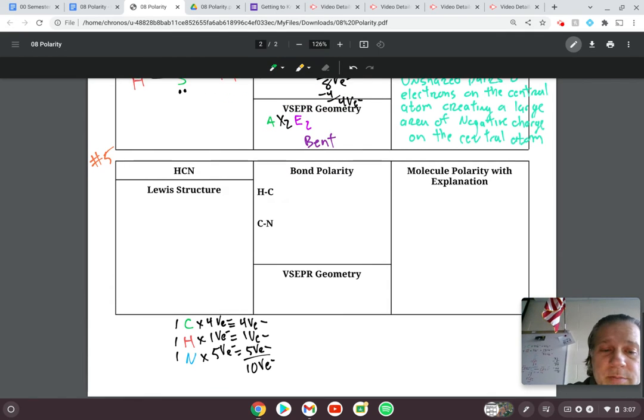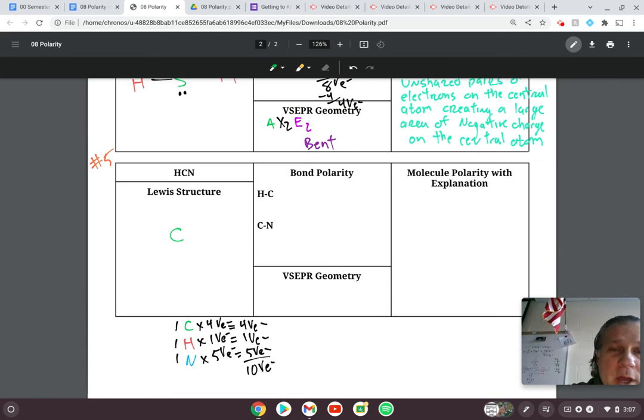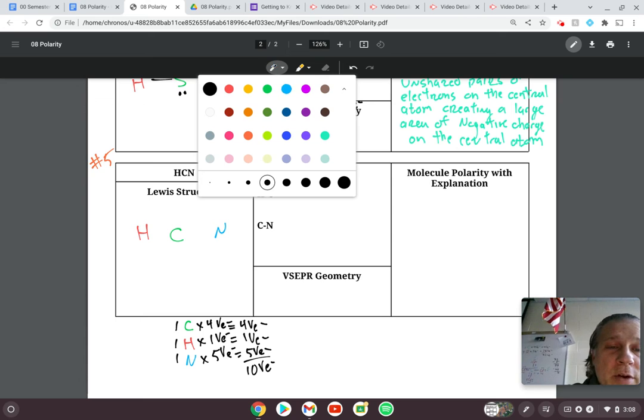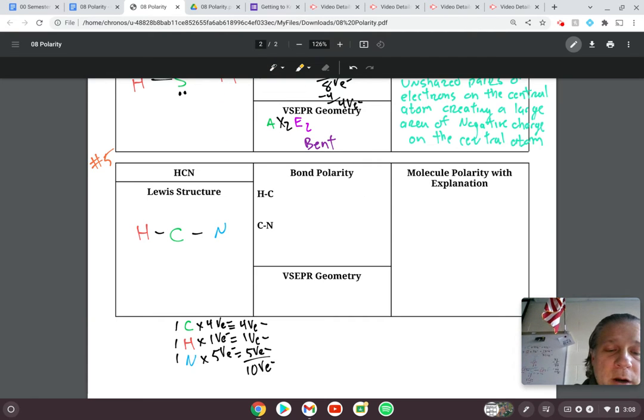So I'm going to draw the structure by starting with my central atom, which is carbon, put a hydrogen on one side of that and a nitrogen on the other side of that, and then I'm going to link them all together with a single bond and go from there. So I've now used 10 minus 4, which is 6 valence electrons. And so I'm going to start placing electrons. So I'm going to put 2, 4, 6.